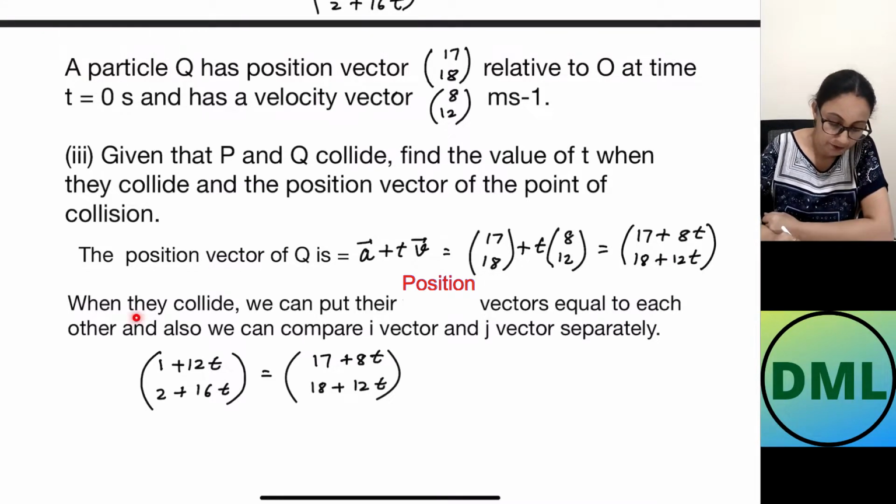Now, when they collide, we put their position vectors equal to each other, and we can compare the i vector and the j vector separately. If you solve the i and j vectors separately, you will get the same answer. So right now I am doing it with only one of the vectors, the i vector. Let's separate the i vector first.